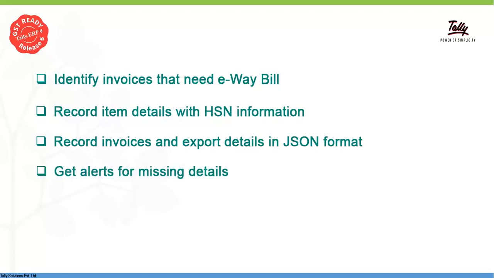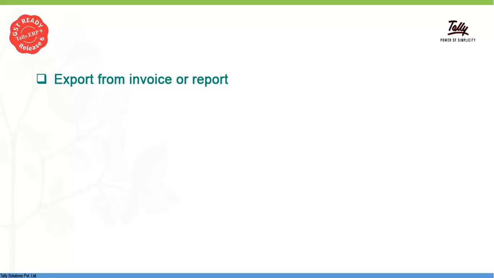Get alerts for any missing details which are mandatory for generating the e-way bill. Avoid mismatches. Keep your GSTR1, e-way bill information and books in sync. Export JSON file with e-way bill details at the time of saving invoice or at a later stage. Export a single JSON file with e-way bill details for multiple invoices.